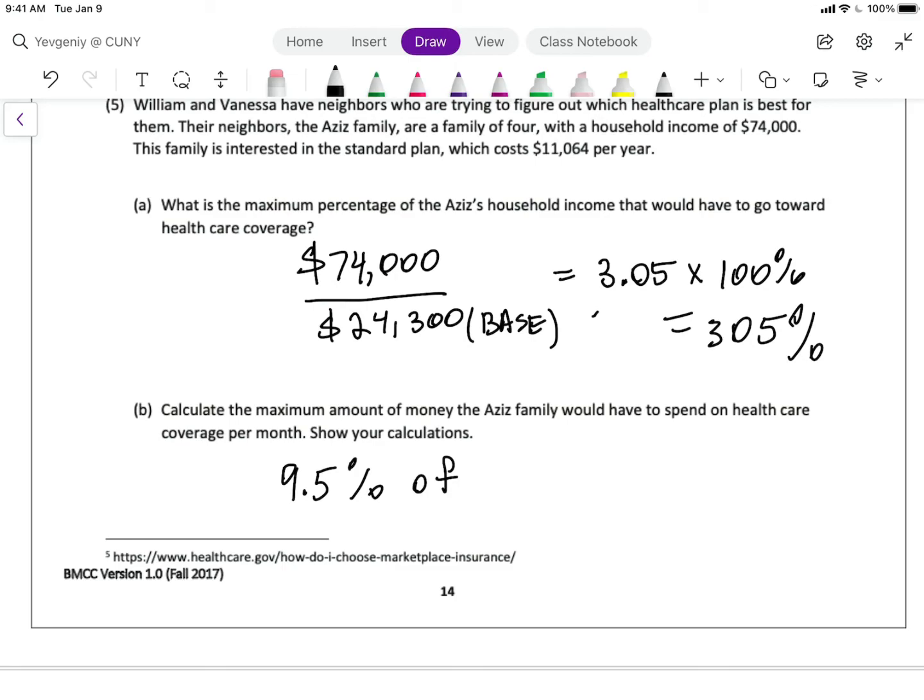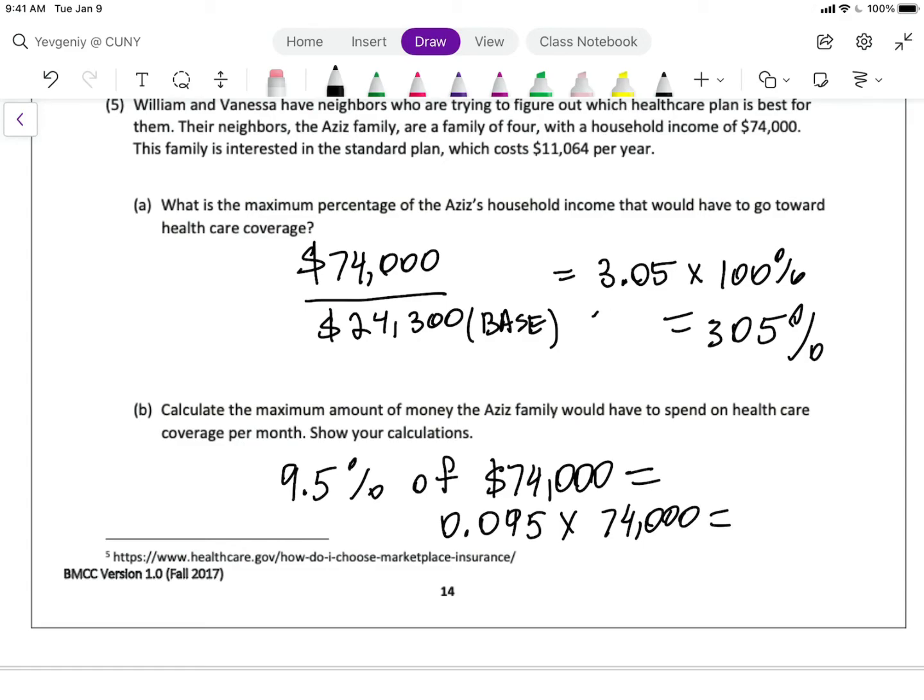That's what part B says: calculate the maximum amount of money that they would spend per month. Their income is $74,000, so we're going to multiply. When you're converting a number that has a decimal already, quite a lot of students make an error and do not move 2 places. They assume that 1 place is already in place. No, you're still dividing by 100, so you still move 2 places, and you end up with 0.095 rather than just 0.95. You see, there's another 0 right here. Be careful, it's a very common error.